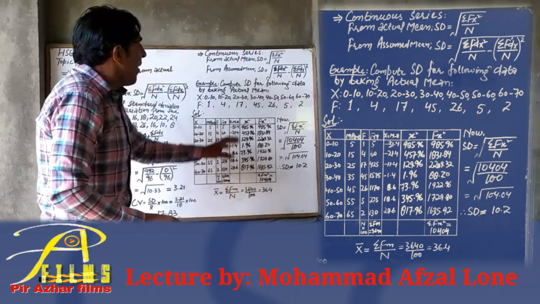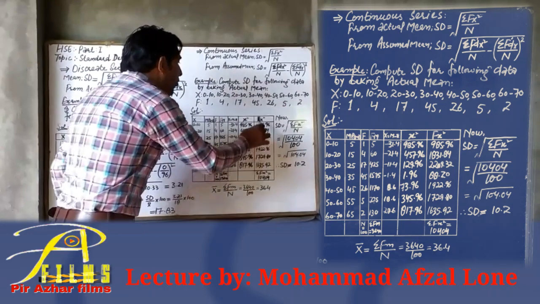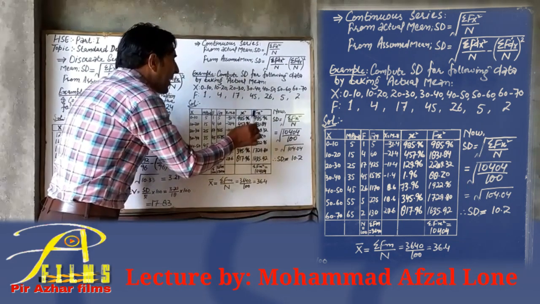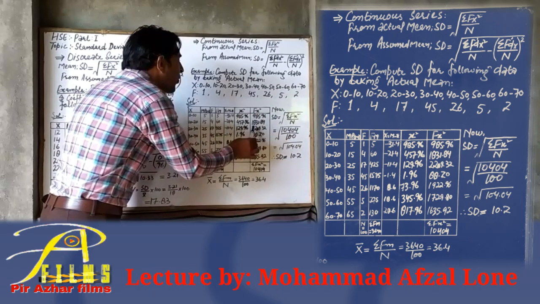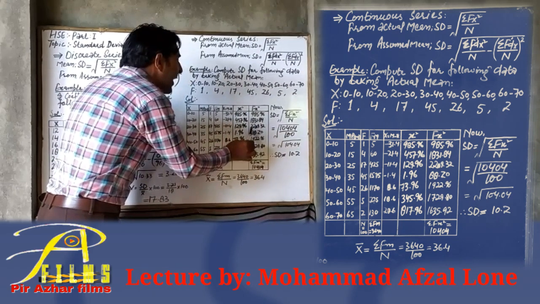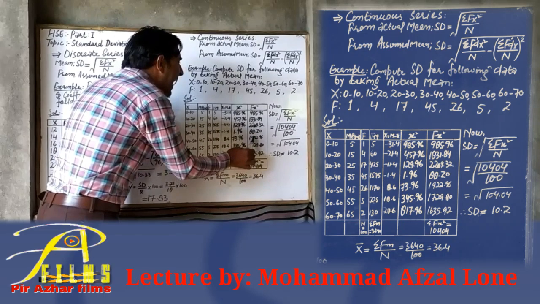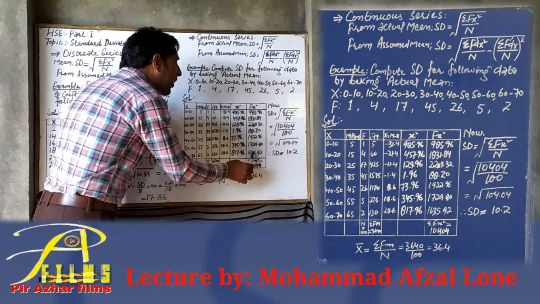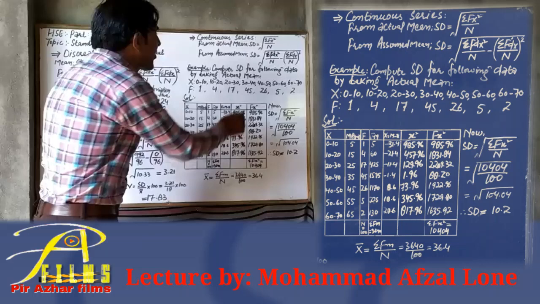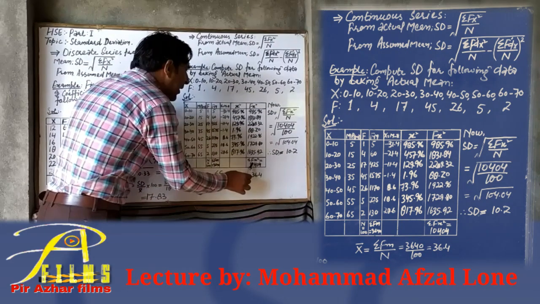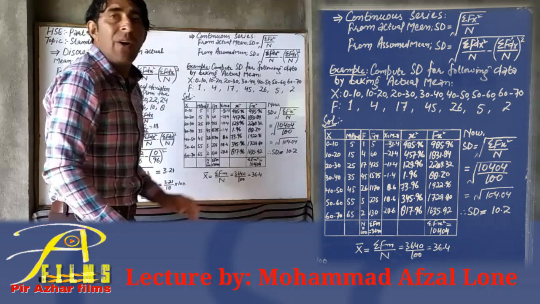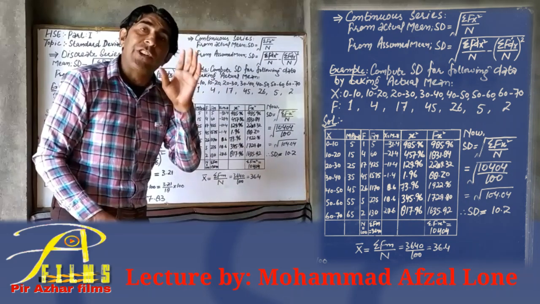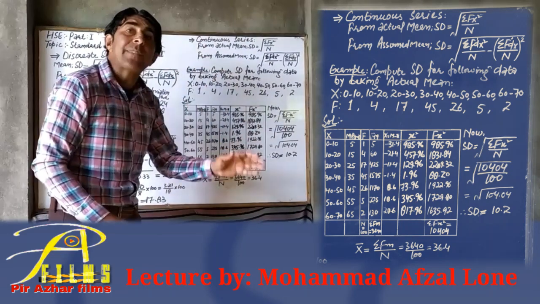Now, for getting summation of fx square, we have to add up the values in fx square: 985.96 plus 1831.84, 2209.32, 88.20, 1922.96, 1729.80, 1635.92, which is equal to summation of fx square, 10404.